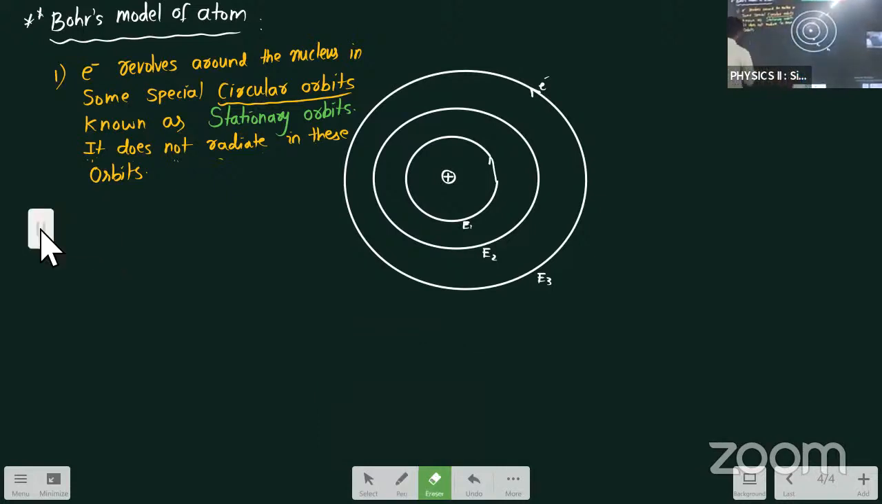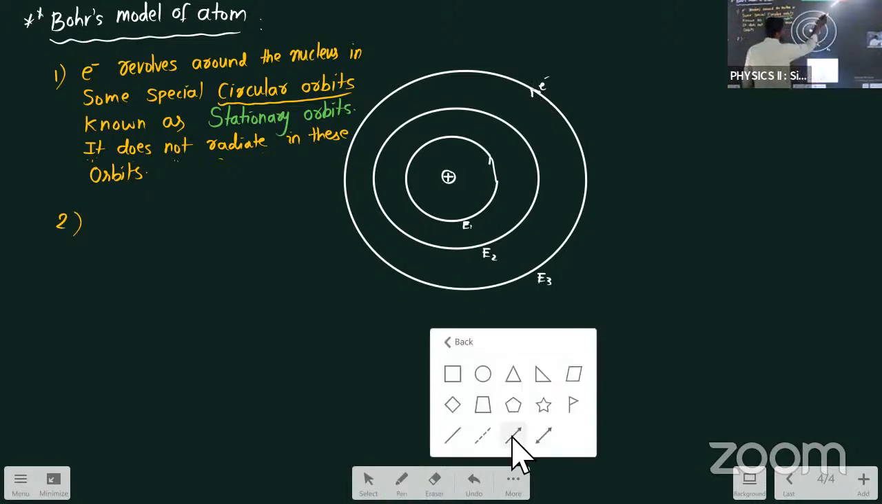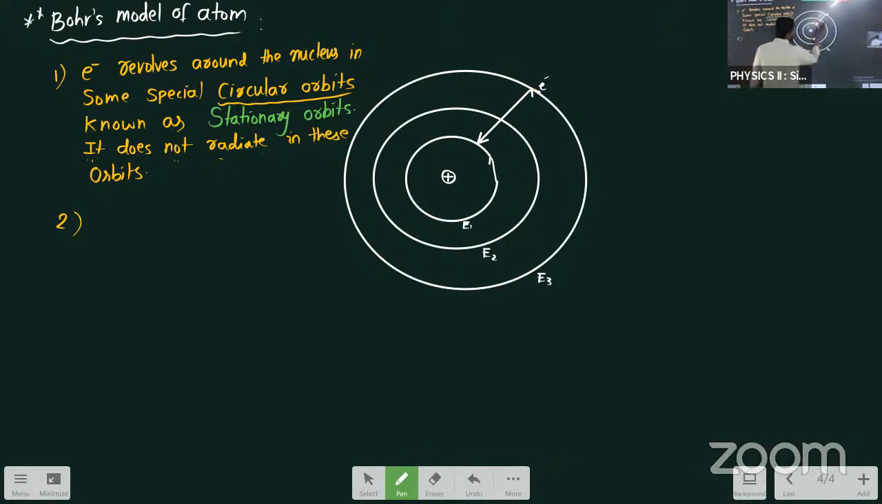He said that whenever an electron jumps from a higher energy orbit to a lower orbit, what will happen? While jumping, it will emit an energy of radiation h nu. It will emit an energy of radiation E equals how much? h nu. So what is the second one? Second postulate of Bohr's model of atom.